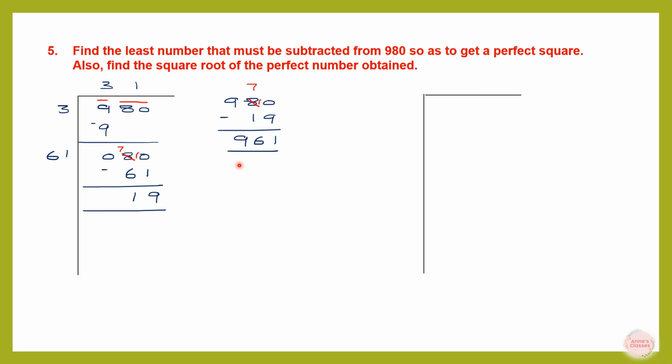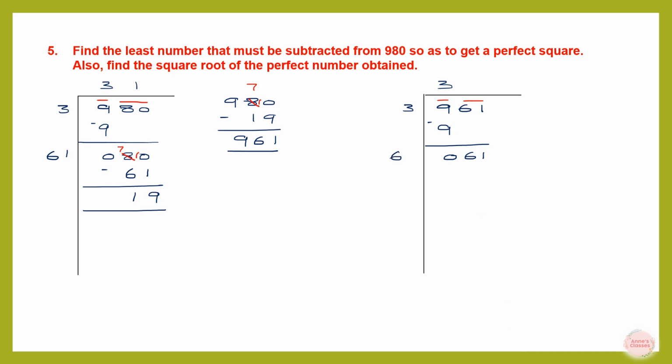Let's use the division method again. So here we have 961. Again pair it from right to left. So we move this way. Now we have 9 there. So again 3 threes are 9, minus 9 is 0. We bring down the next pair, that is 61. Then we double our quotient. 3 into 2 is 6.